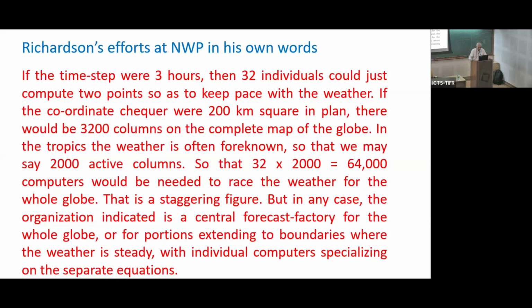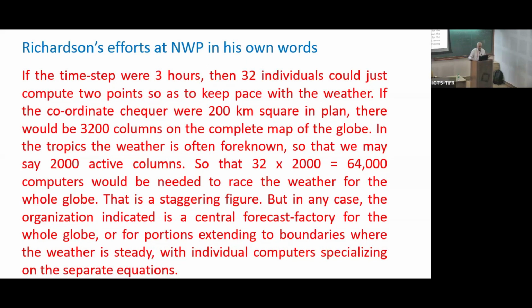And then in his view, in the tropics the weather is often foreknown, things don't change at all. So 1,200 out of the 3,200 columns can be taken away from the tropics, because 30 north to 30 south accounts for something like 50% of the surface area. So we can remove like 1,200 columns, so only 2,000 active columns you need to find. And for each of the active columns you need 32 people. So you need 64,000 people to compute the weather.